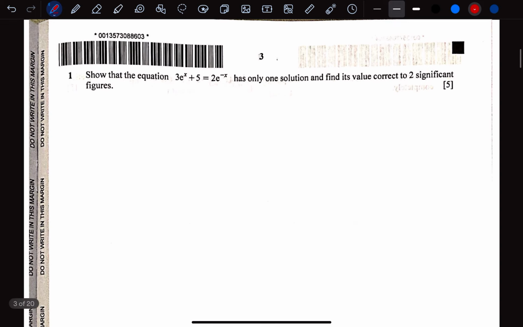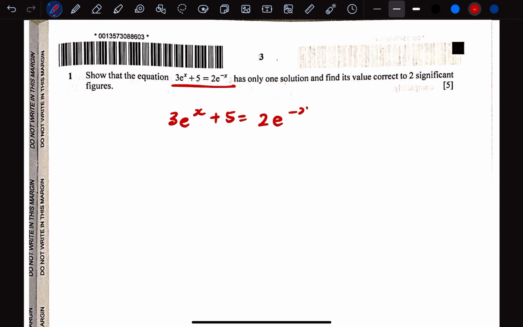Okay, this is the 2021 paper 2 question 1. They tell you to show that the equation has only one solution and find its value correct to two significant figures. So essentially they're asking you to solve for this equation, right? Because they want you to find the solution and at the same time show that it only has one solution. So let's write this equation out.